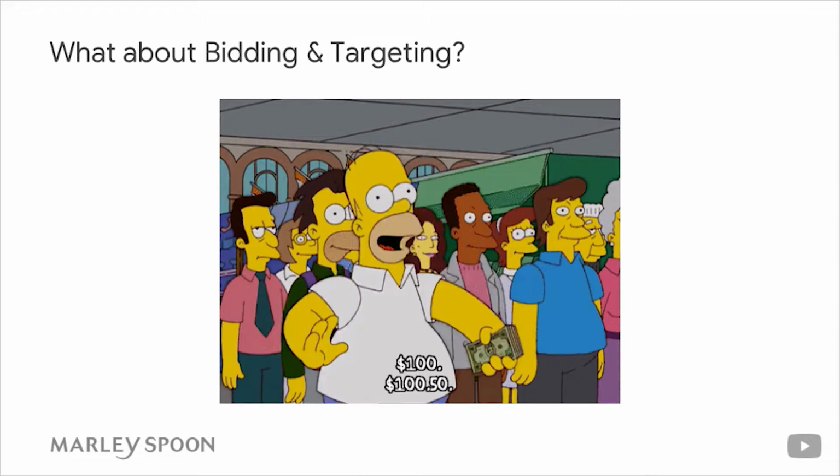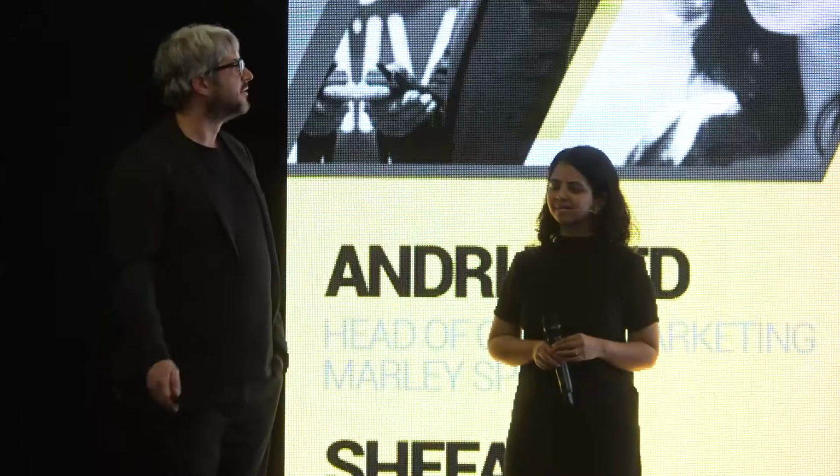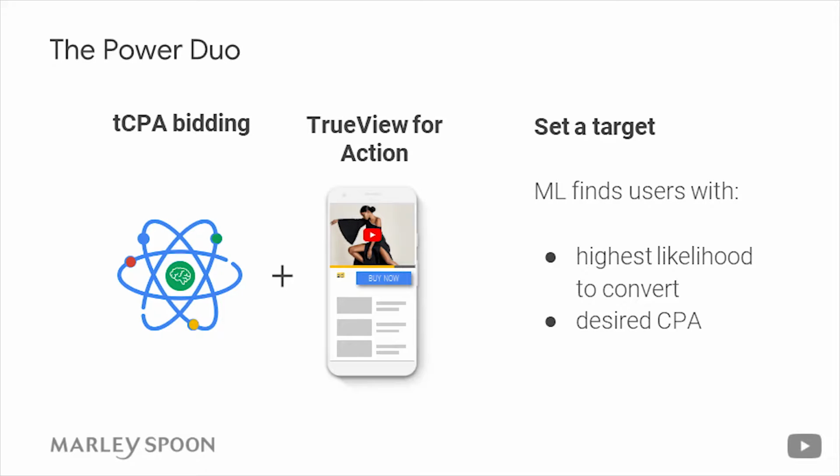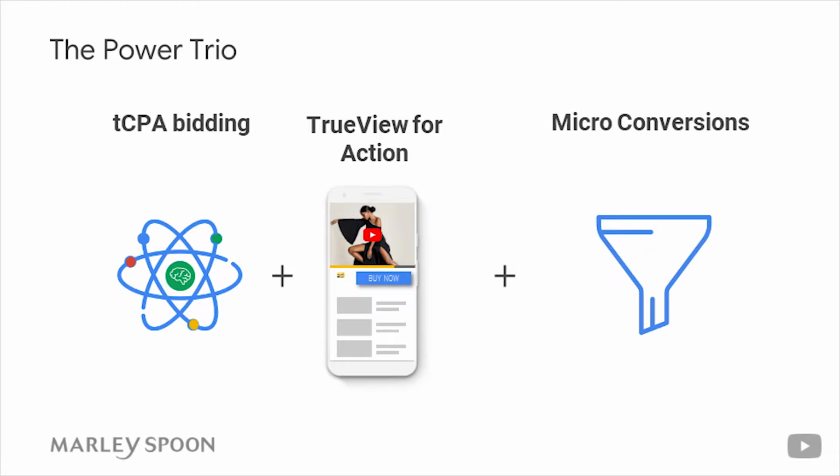So we said 70% creatives, it was the creative part. So what about bidding and targeting? What Shefali talked about, how can you guys do that? How did we do it? So Shefali talked about the Power Duo, TCPA bidding and TrueView for action. We figured out that we'd rather have a Power Trio, and that is we bring in micro conversions, feed the algorithm with micro conversions.